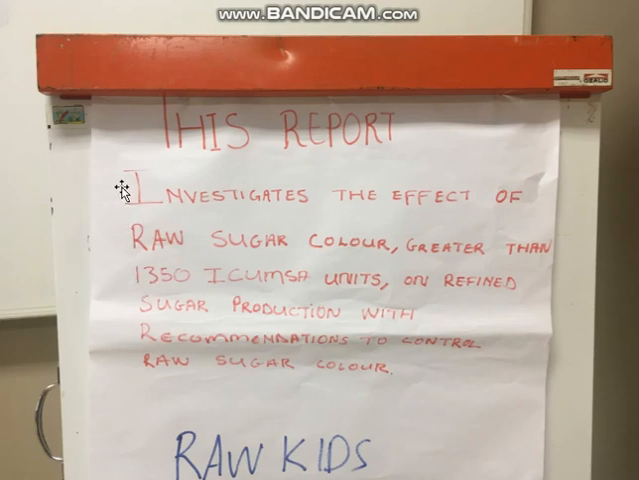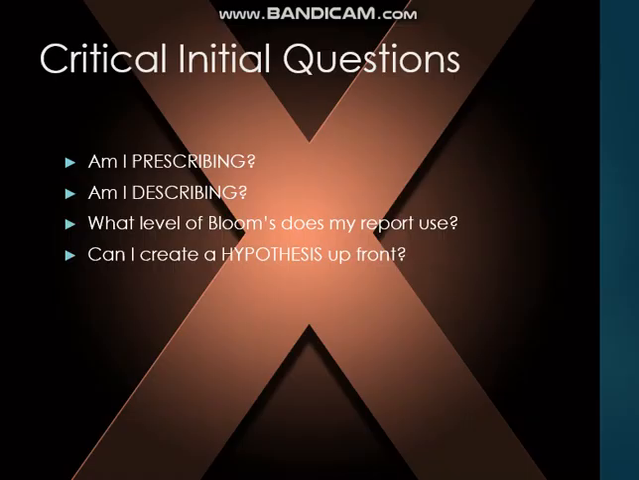Here's an example of a client group, having developed a purpose statement, and the morning of the first day is spent developing this. This report investigates the effects of raw sugar color greater than 1350 Kumsa units on refined sugar production, with recommendations to control raw sugar color. Just for fun, we give them a nickname, and I call them the raw kids.